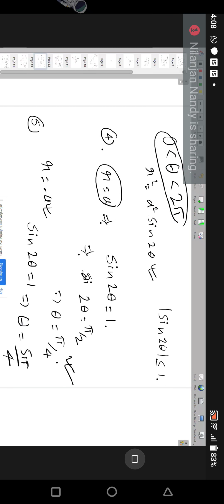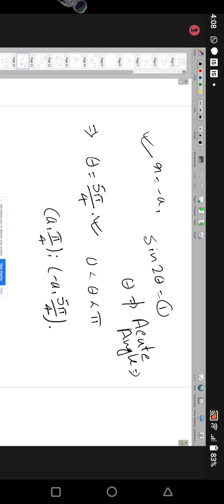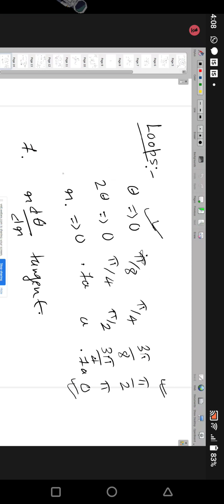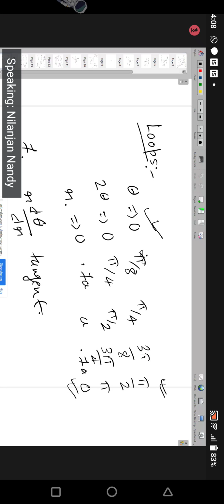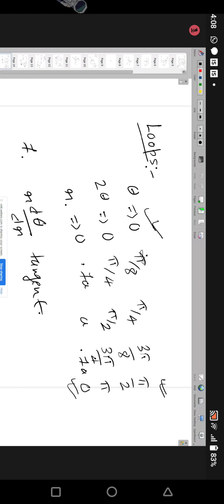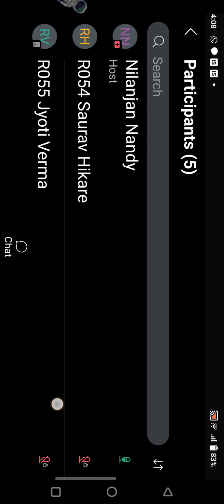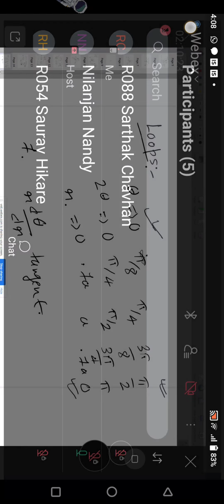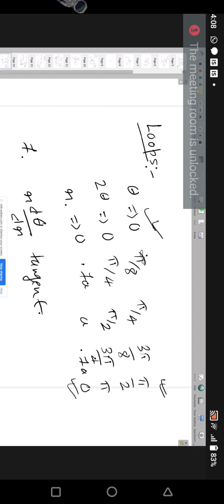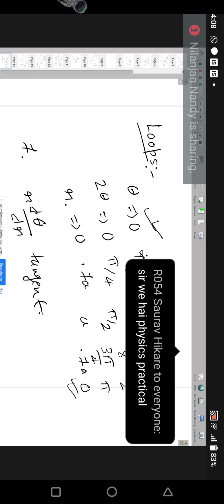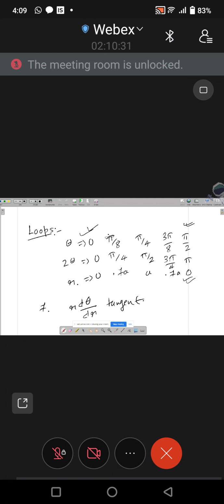Next, we are moving on to the loop part. For loop formation, you start from some value, say 0, and you check the values. The intermediate points pi by 8, pi by 4, 3 pi by 8 are just for checking because I know the values at these points only. So you can see at 0, it is 0. At the points pi by 8 and 3 pi by 8, it is giving the same value, and again at the point pi by 2, it is becoming 0. So there is a loop from 0 to pi by 2. And finally, you have to calculate the tangent. The tangent can be calculated by r d theta by dr.